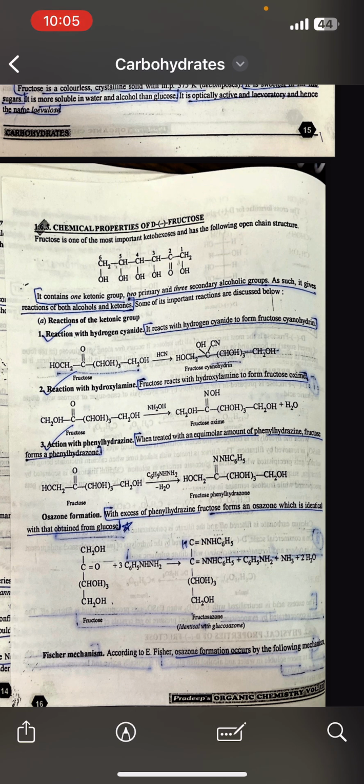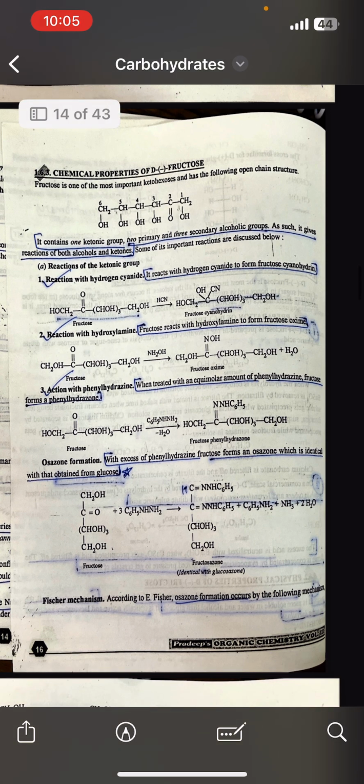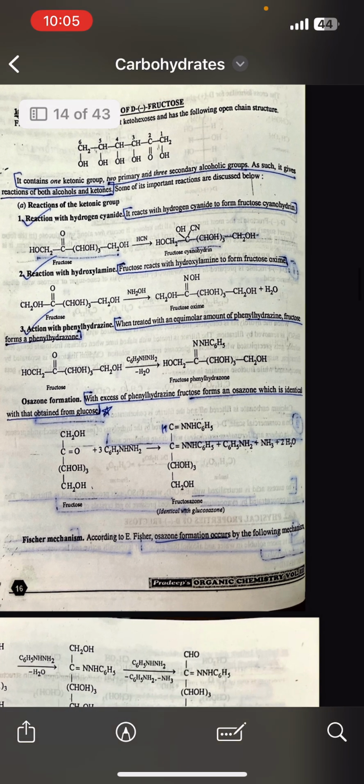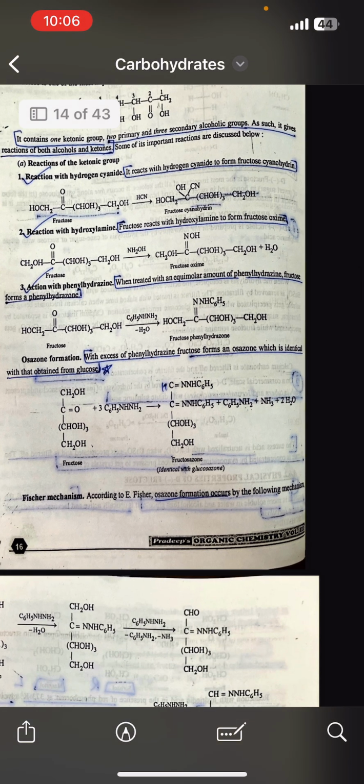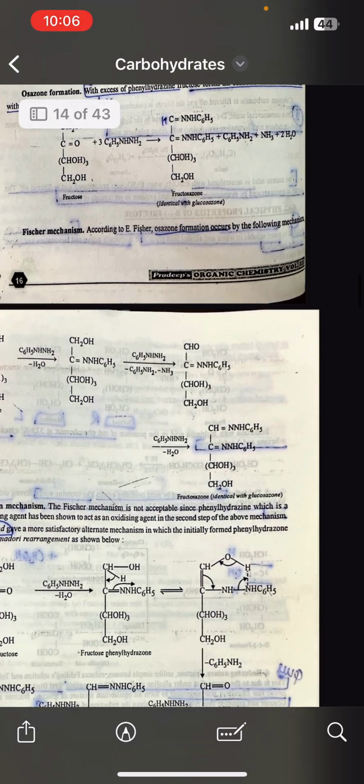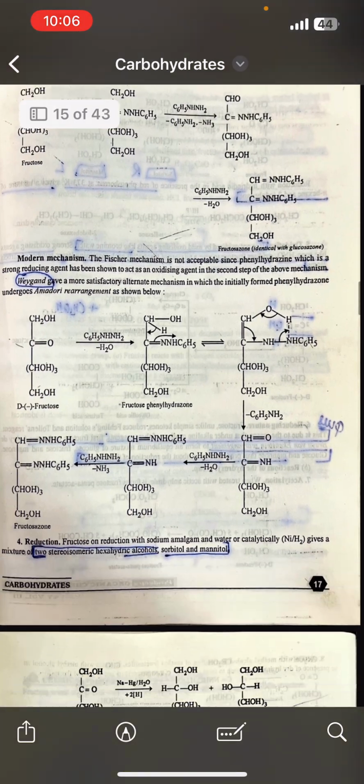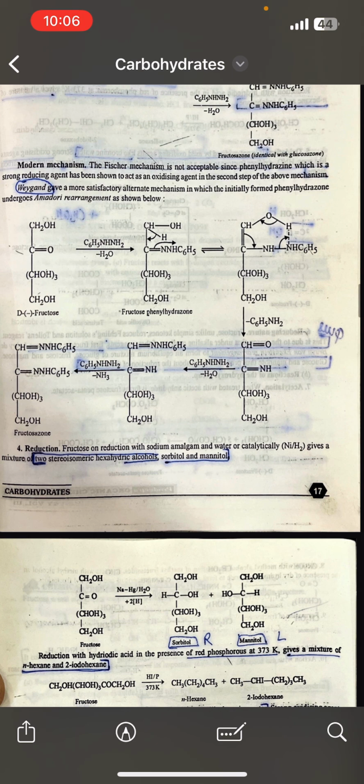Some of its reactions are: with hydrogen cyanide, it forms fructose cyanohydrin. With hydroxylamine, it forms fructose oxime. With phenylhydrazine, it forms fructose phenylhydrazone, and with excess phenylhydrazine, it forms fructosazone, as does glucose. Similarly, the mechanisms are also the same.